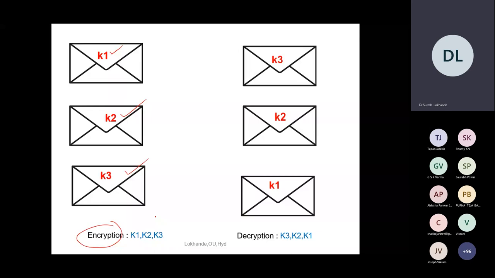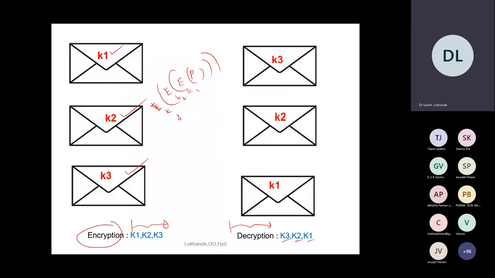Now, at the time of decryption, what do we need to do? Definitely the reverse: K3, then K2, then K1. So the plain text is first encrypted with K1, re-encrypted with K2, and again re-encrypted with K3. From this you notice that if I want to get back, I definitely have to decrypt with K3. Then this will be cancelled. Again, this will be cancelled, and this will be cancelled. Then we get back the plain text.